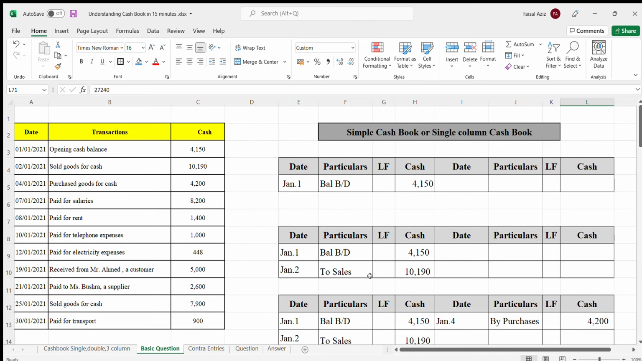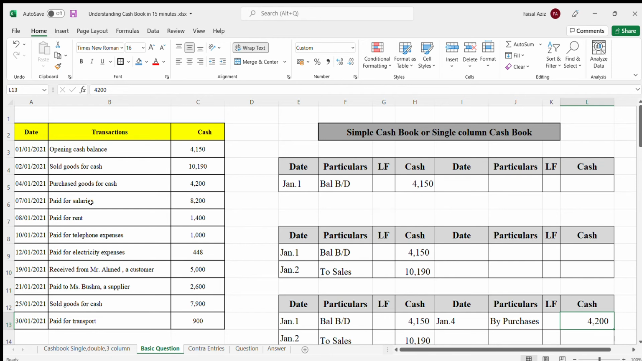So you can see that purchase goods means the outflow of cash. So we will mention with the prefix by purchases 4,200. Fourth transaction is on 7th of January.